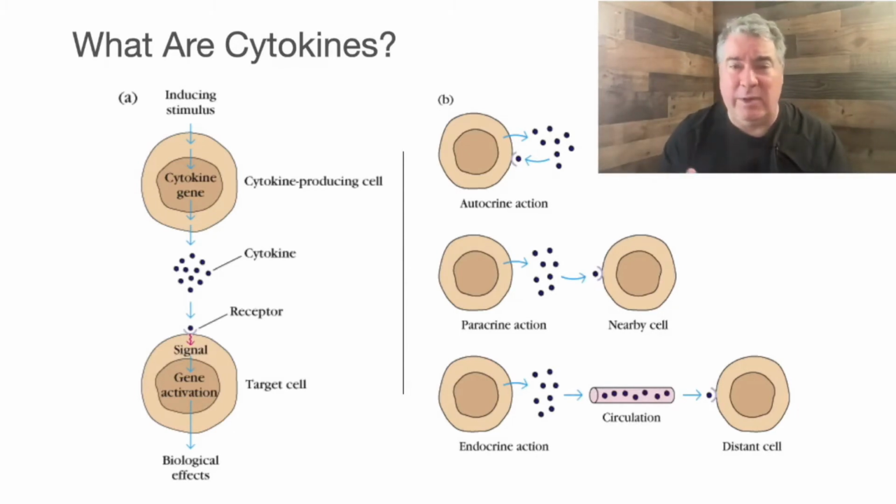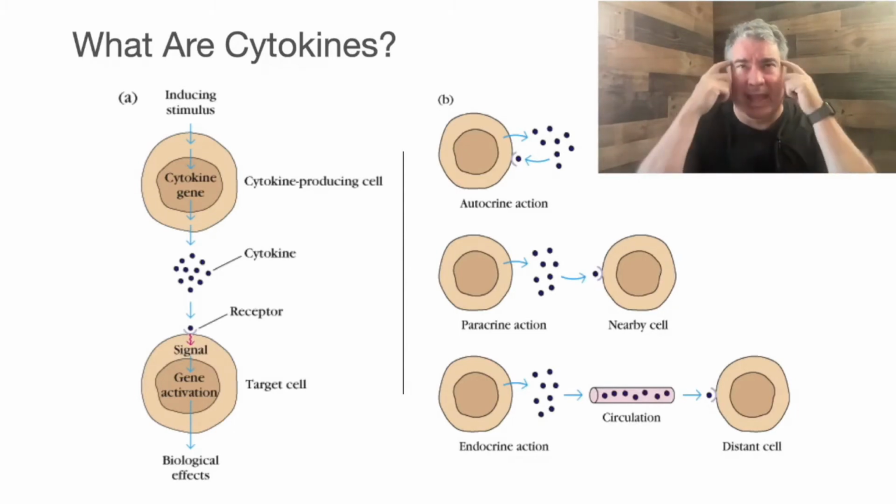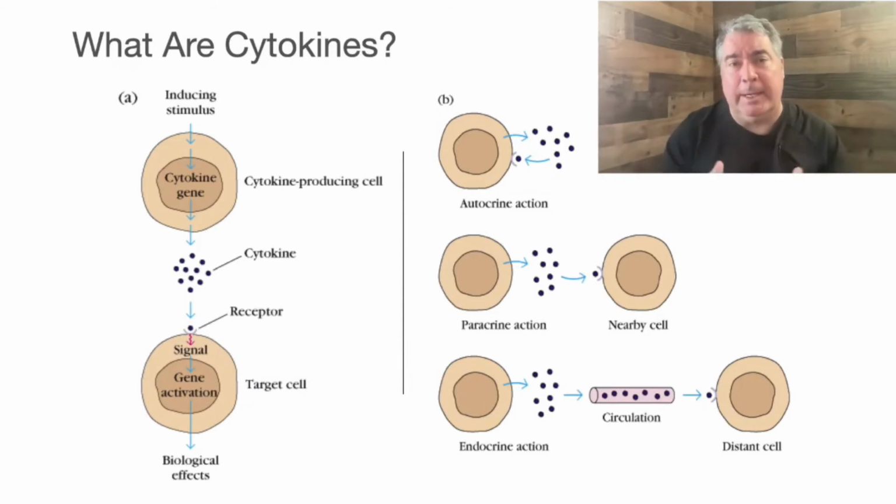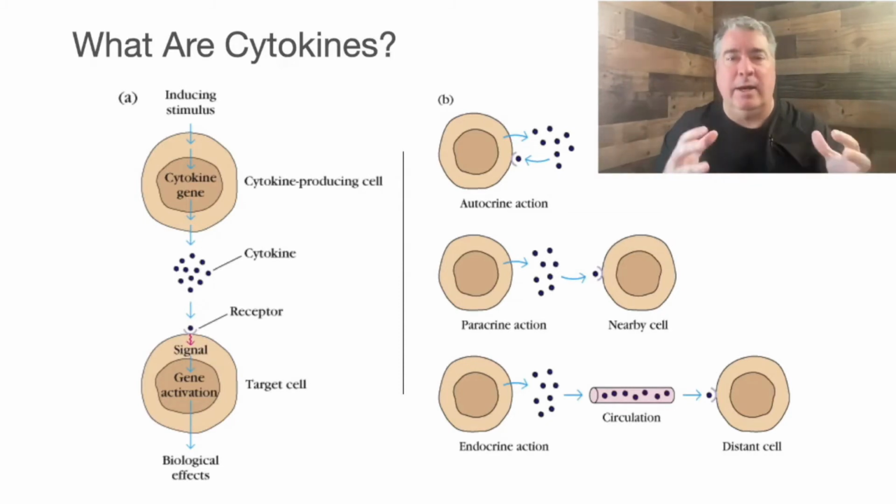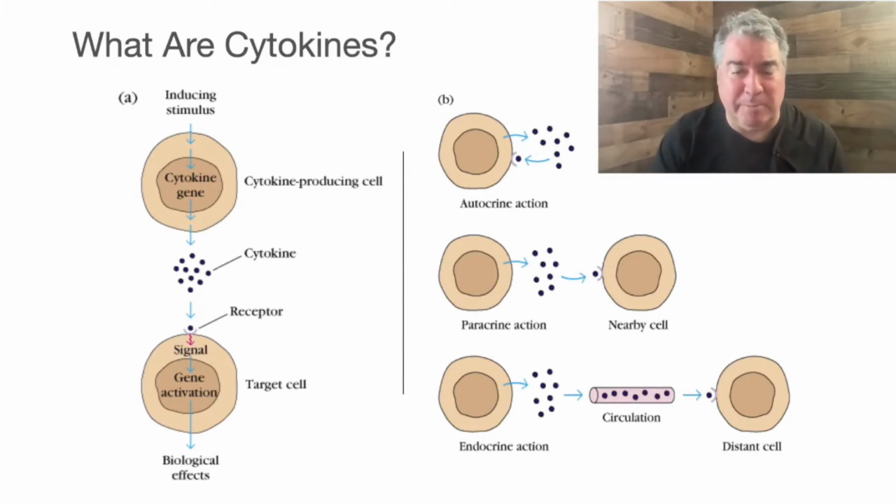And then finally you have endocrine. So when I think endocrine, I'm thinking hormones. And hormones, as we know, can be released from our pituitary gland, but they affect cells throughout our body. The hormones released from our pituitary or our adrenal glands affect cells throughout our body. That is an endocrine modality of intercellular communication.